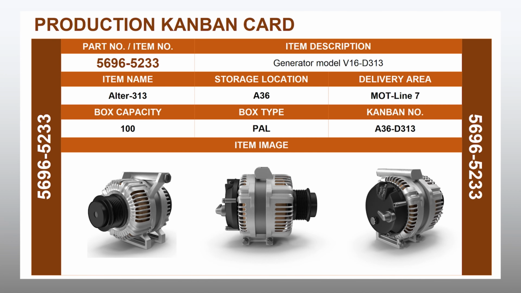Same thing happens with P Kanban or production Kanban. If there's, let's say, alternators have to be made, place that Kanban card. Now this team knows that they can produce more alternators, and they'll produce those alternators, and then they will bring them to the specified location. That's frankly how the Kanban system works in the manufacturing facility.